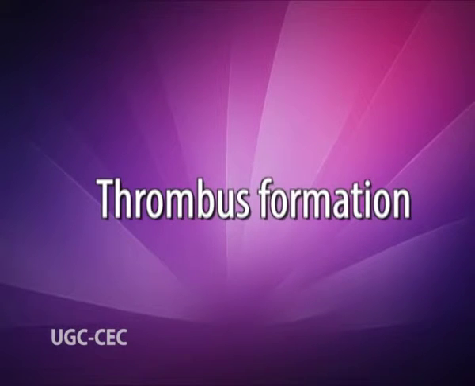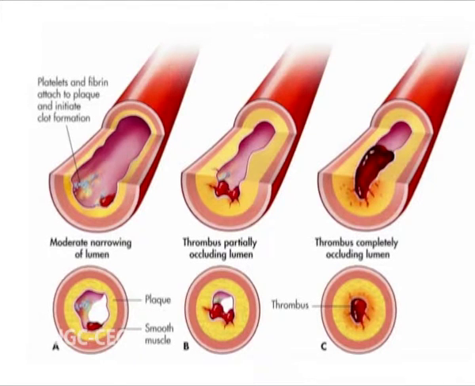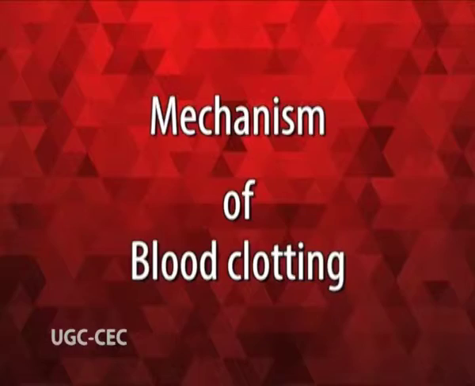Thrombus formation. A more stable clot called a thrombus must form to make a longer lasting seal on larger injured blood vessels. The thrombus must be able to maintain a seal on the damaged blood vessel wall, especially that of an artery where the blood pressure is higher than in a vein, even after the blood vessel walls are no longer constricted.